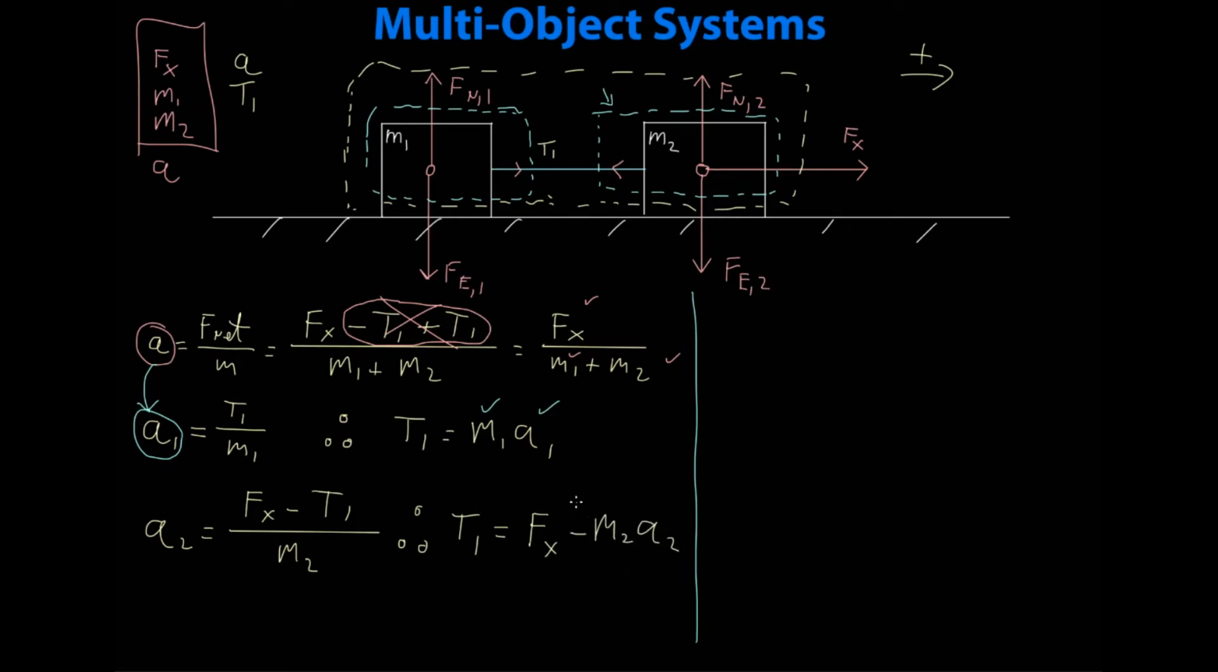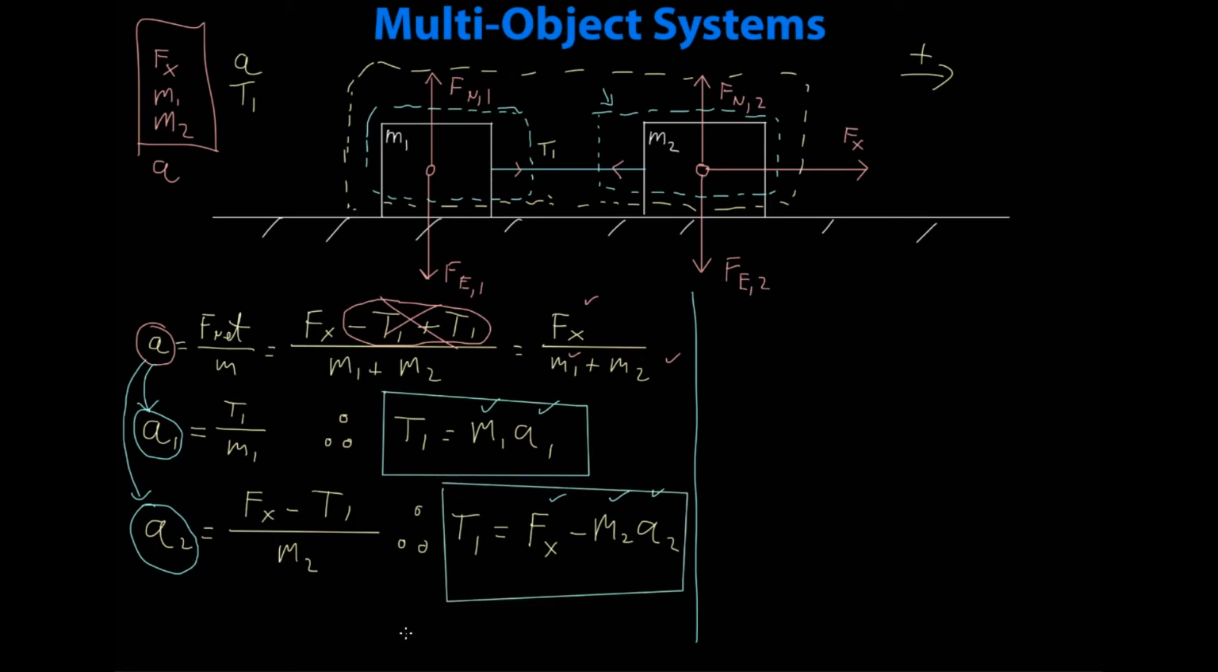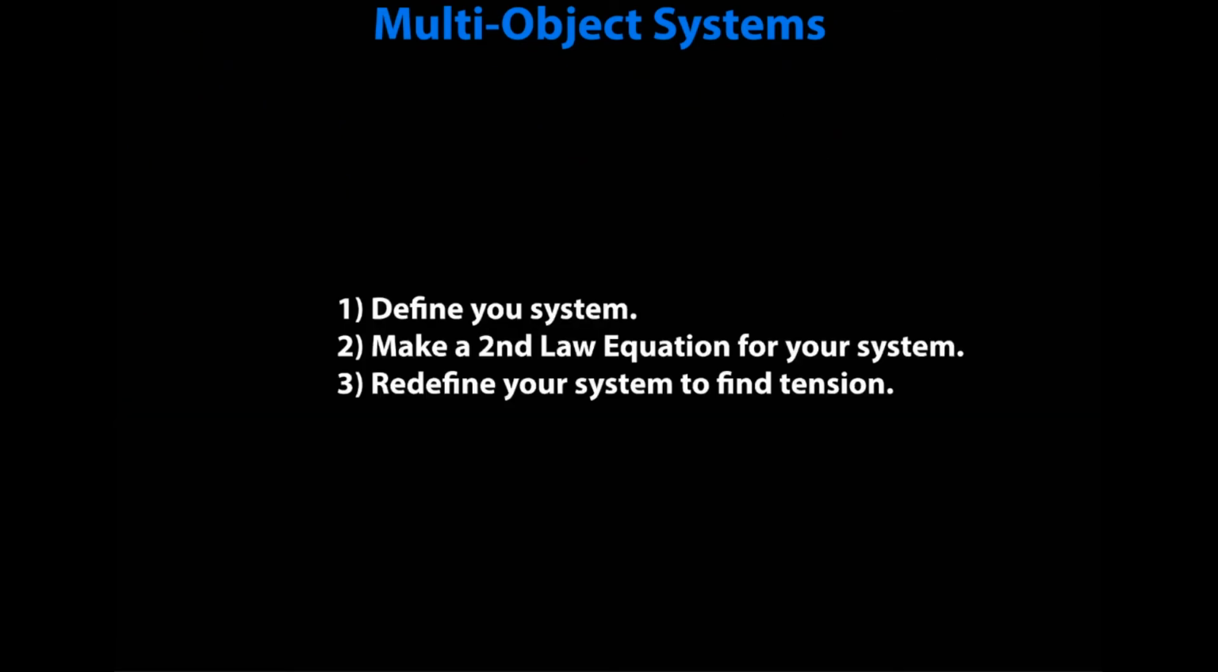And again, we have force x, we have mass 2, and we have the acceleration because, again, we already found the acceleration of the system. Once you get the acceleration of the system, that's the key. And this would solve for T1, and this would solve for T1. If you're a little rusty on the algebra, make sure you understand how I got from here to here. But again, first, I define my system. I make a second law equation for the system.